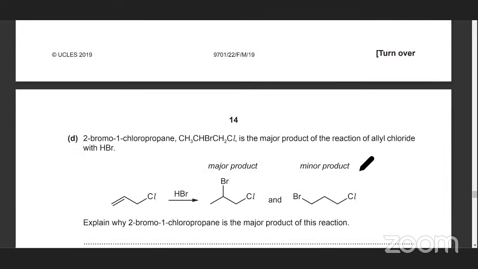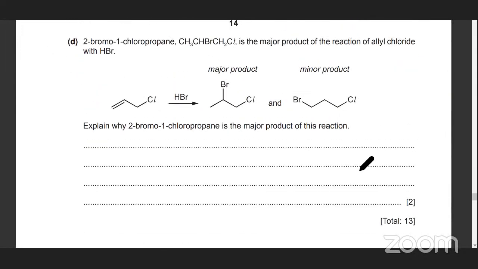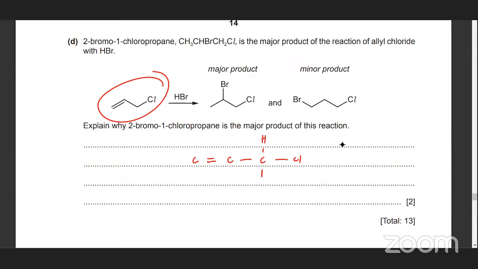ठीक है. ये वाला है कि you're given this reaction and 2-bromo 1-chloropropane is the major product of the reaction. Explain why 2-bromo 1-chloropropane is the major product of the reaction. ये वो आ गया उसका alkenes का. It's an unsymmetric alkene. ठीक है, मतलब ये Cl लगा हुआ है यहाँ पे, there's H and there's H and 2 H's over here. तो HBr add हो रहा है.